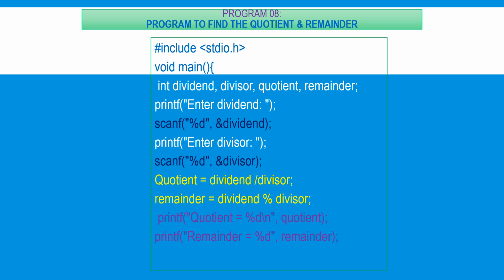Second printf statement, printf remainder equal to %d, comma remainder. So we get the second answer also from the program. So finally the closing braces. So this is the solution for the question number 8.